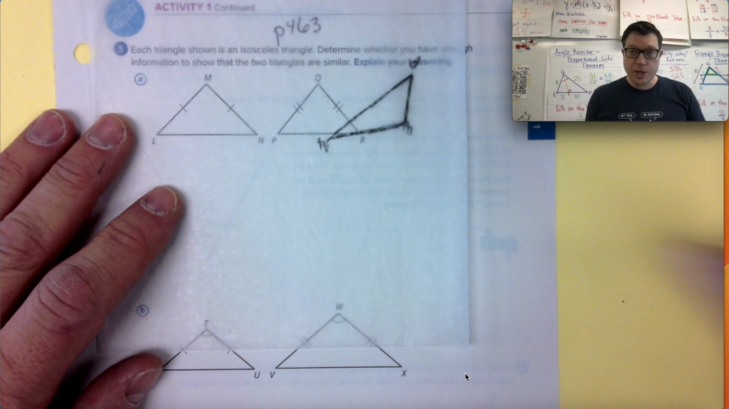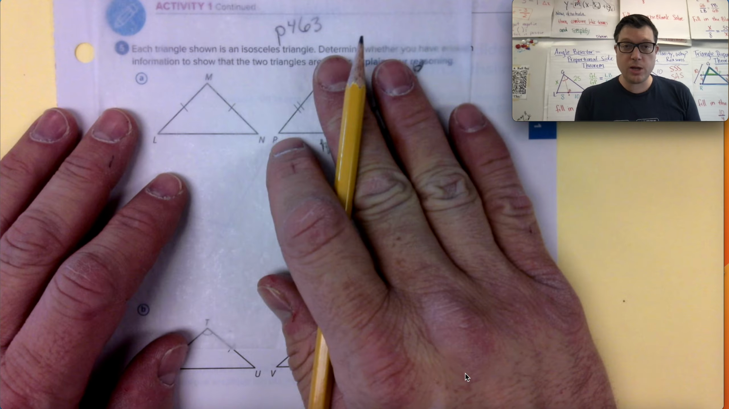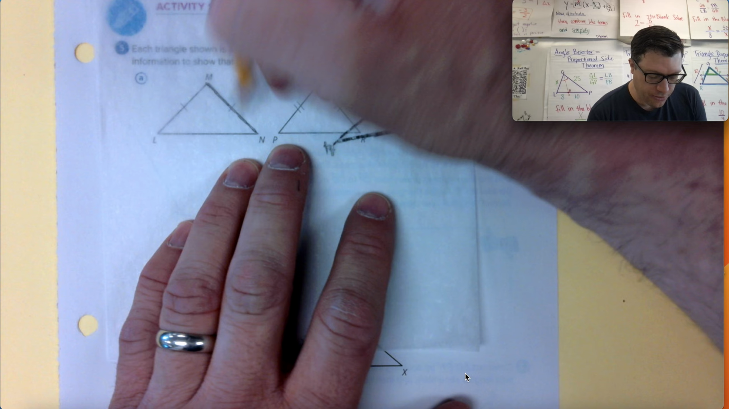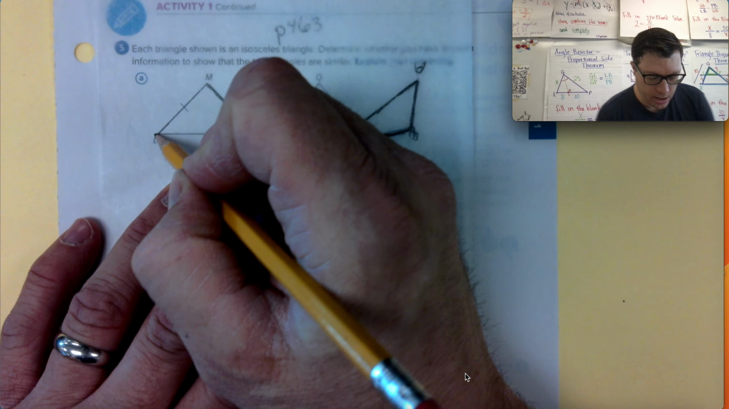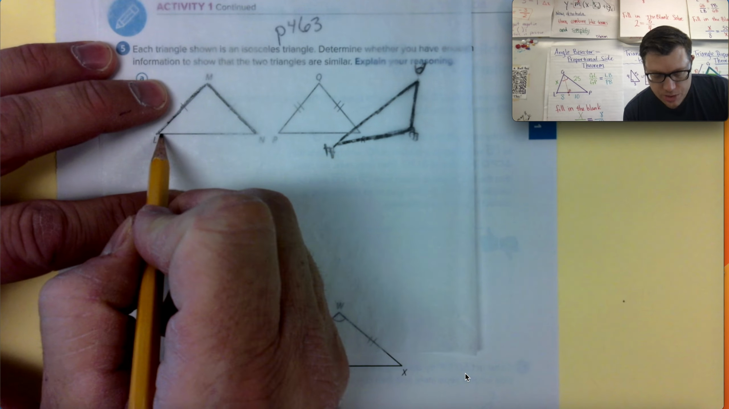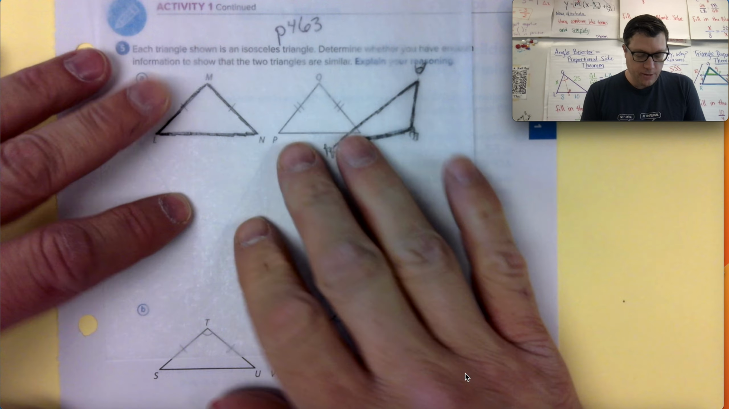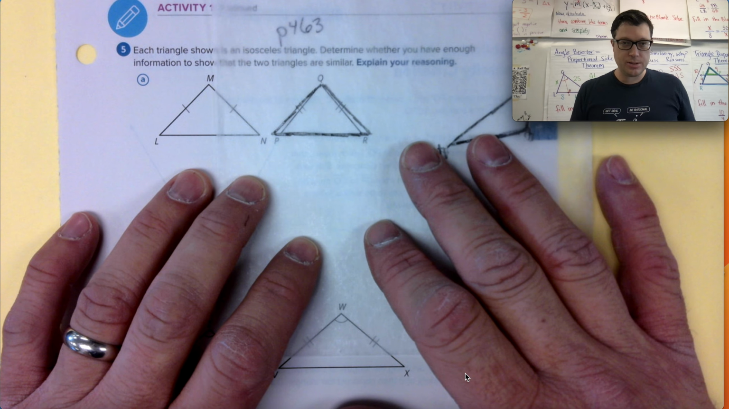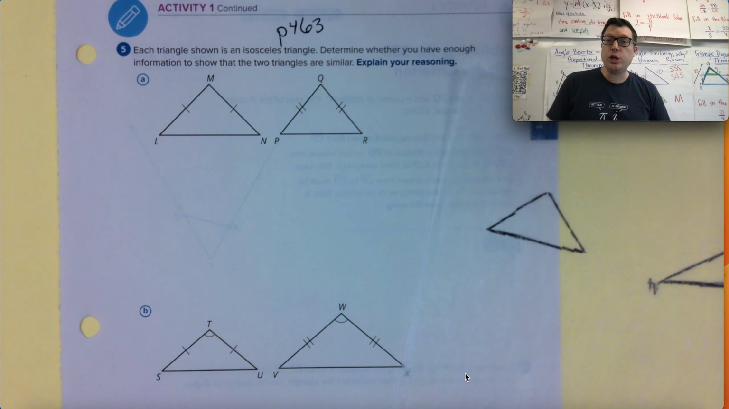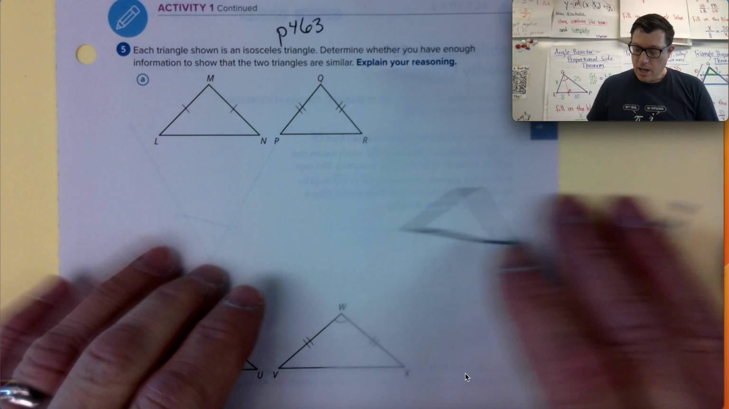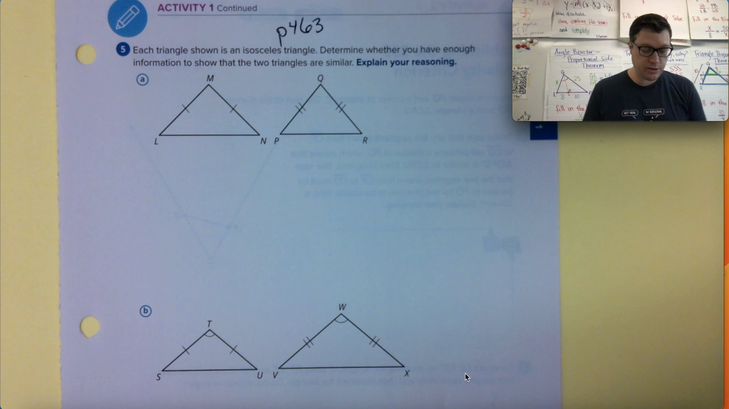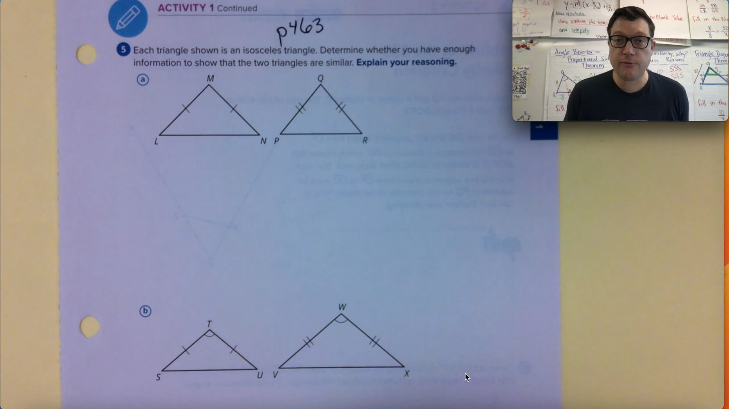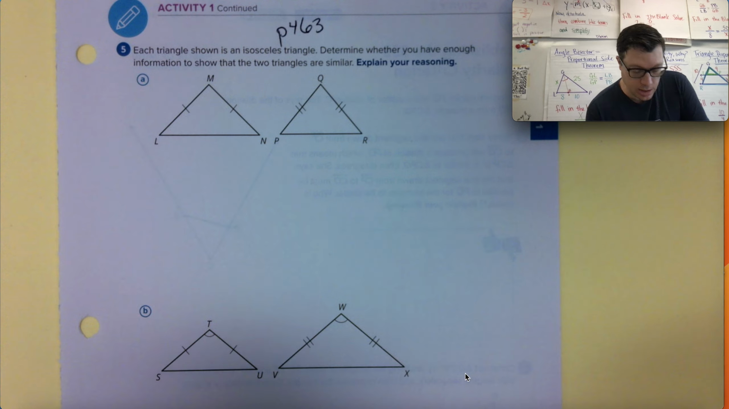Remember, if we have the tracing paper available, that can be the first way that we check, just by seeing whether or not the corners of the different angles, like angle M, angle L, angle N, fit perfectly into the other ones, and this one won't. It's fairly clear that angle M and angle Q should match, but they don't. And so ultimately, to answer question 5, part A, each triangle shown is an isosceles triangle, determine whether you have enough information to show that the two triangles are similar.